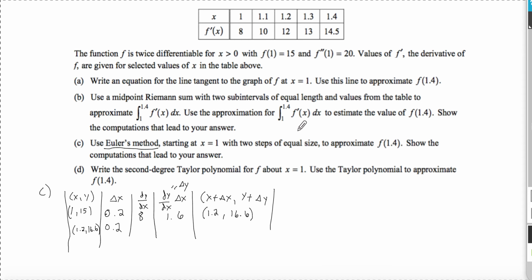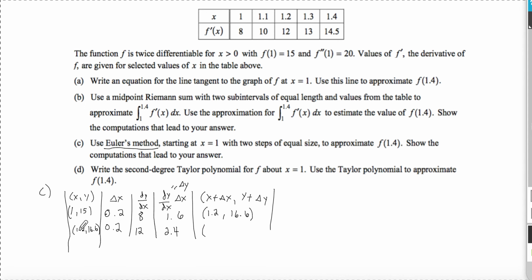My delta x is still 0.2 because I'm moving over. I'm trying to get to 1.4, so I start at 1, I add 0.2, and then I add 0.2 again to get to 1.4. So let's see, my dy dx at 1.2 is 12 from the table. Then I take my 12, I multiply by how far I moved over. So I need 12 times 0.2. That'll give me 2.4. 2.4 is my delta y.